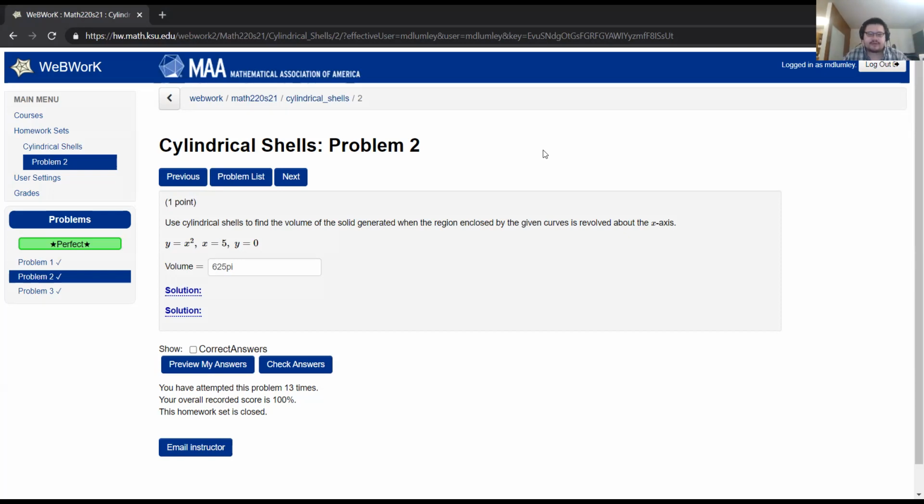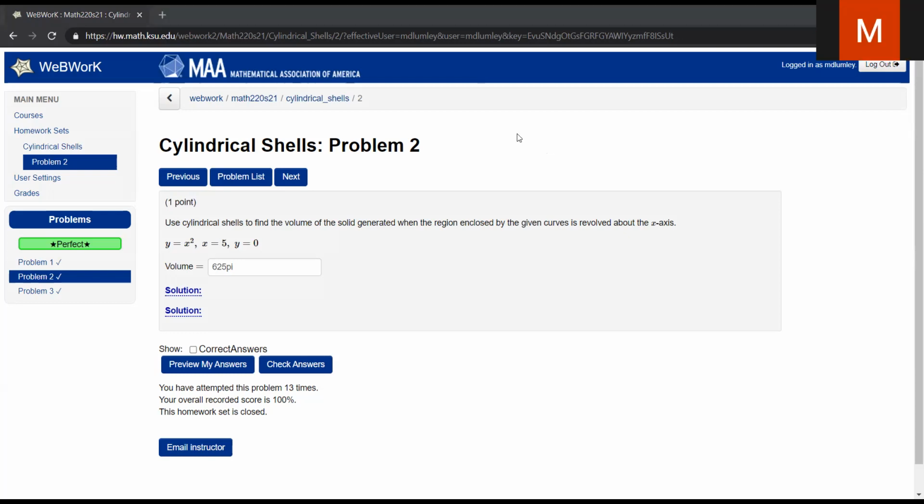I'm going to just annotate on top of it if you don't mind. Okay. The only thing is, I don't know if this will show up in the recording or not, but we'll just have to make do. So cylindrical shells. You should remember the formula. Let's write that down. 2 pi integral, and it's going to be a radius function times a height function dx, right?